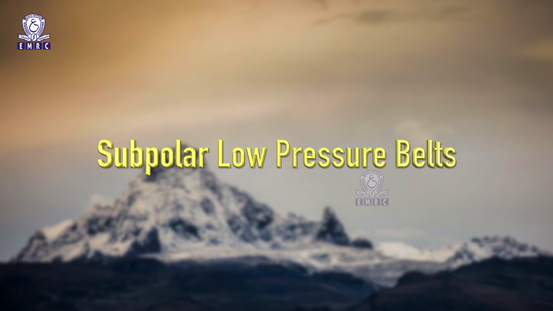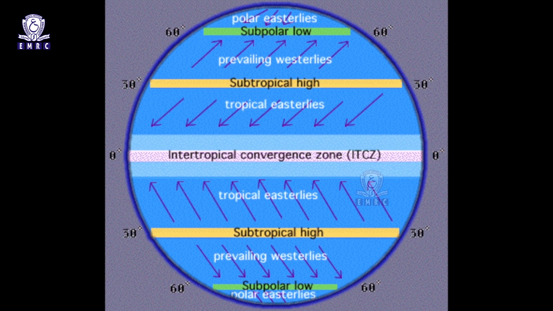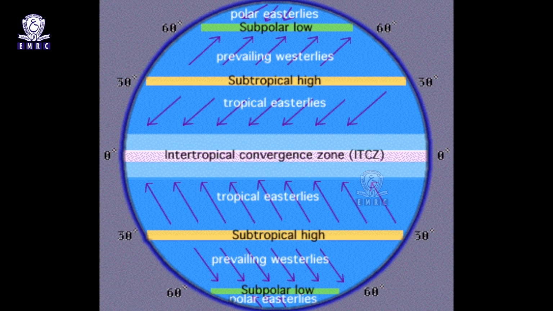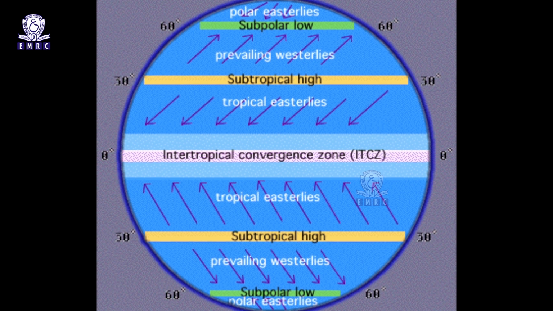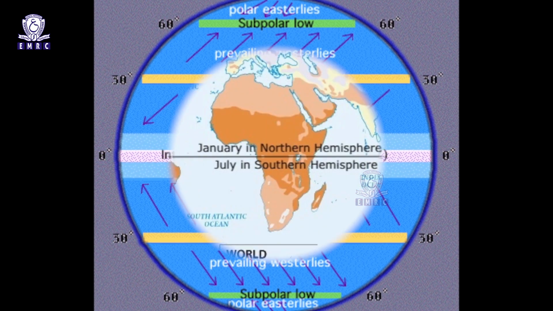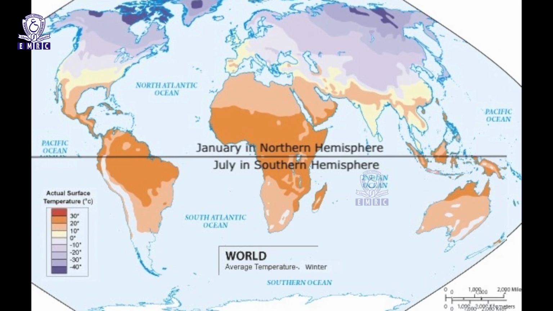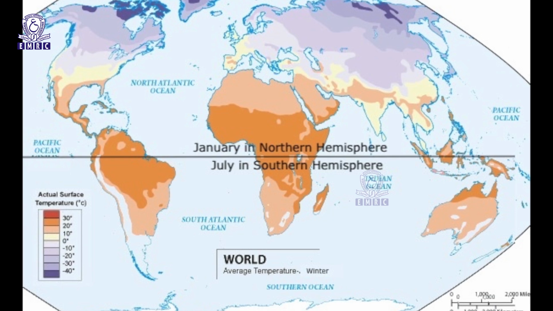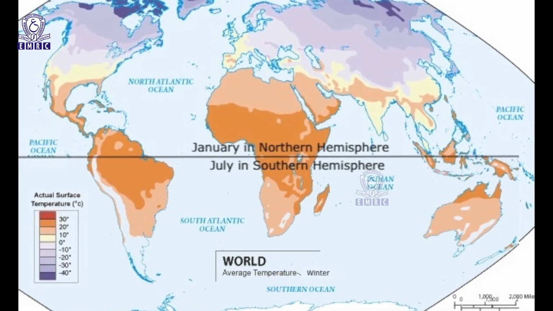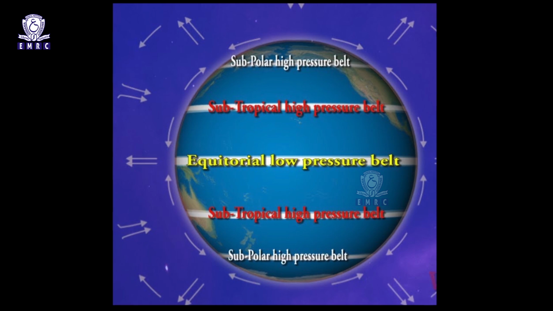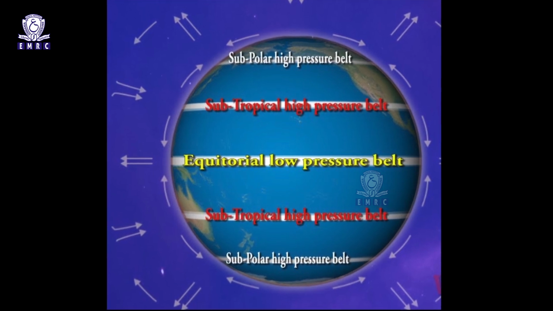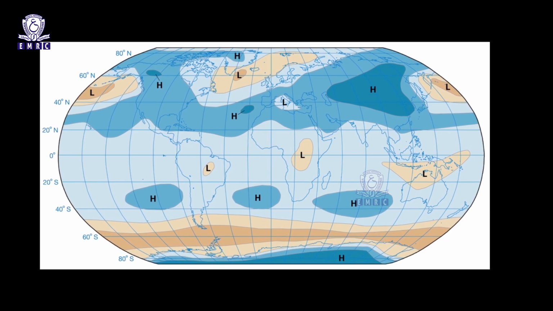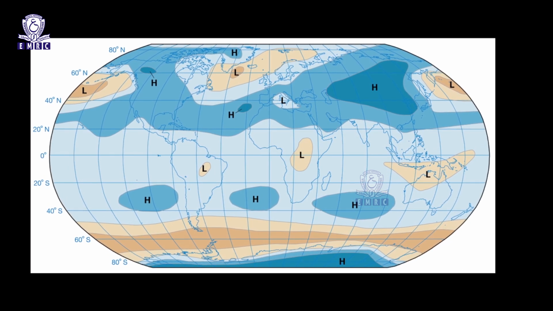Subpolar low pressure belts. In the southern hemisphere, there is an uninterrupted belt of low pressure between the latitudes 60 degrees and 70 degrees, where there is a vast expanse of oceans. But in the northern hemisphere, there are large land masses between these latitudes which are very cold. Therefore, the pressures over these land masses are increased. Thus, the continuity of the subpolar low pressure belt in the northern hemisphere is broken. However, there are well-defined low pressure cells over the northern oceans.